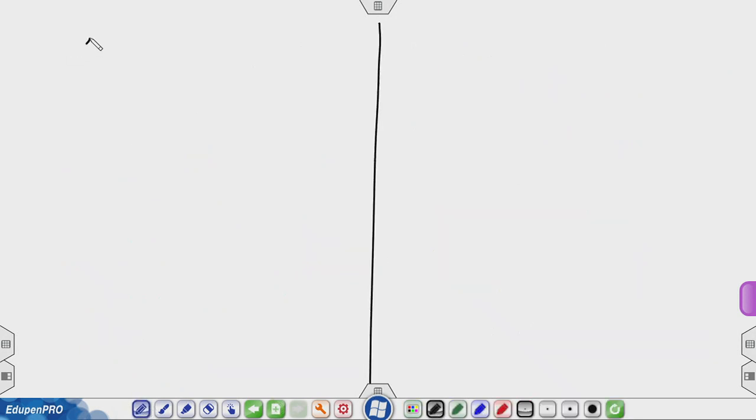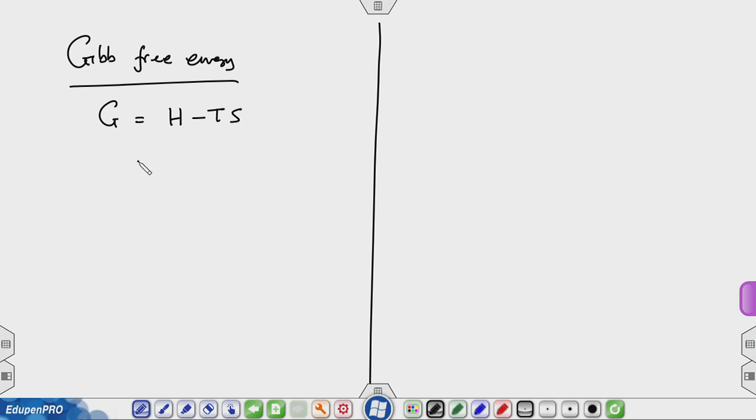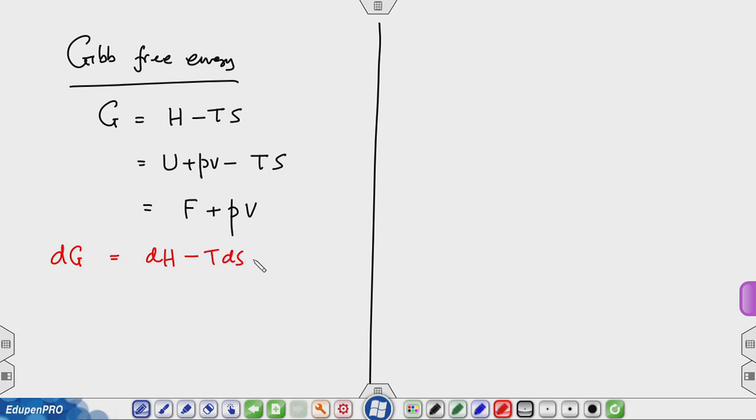Now, Gibbs function or Gibbs free energy is defined as G equals H minus TS, which is U plus PV minus TS. So this is also equal to F plus PV. And therefore, dG is going to be equal to dH minus T dS minus S dT, which, since dH is T dS plus V dP, gives minus T dS minus S dT. The T dS term cancels and you get dG equals V dP minus S dT.